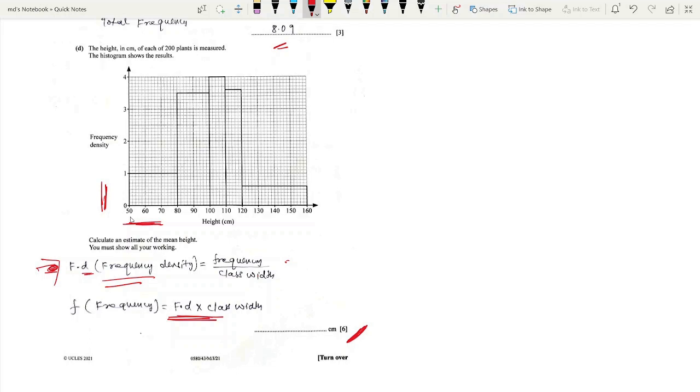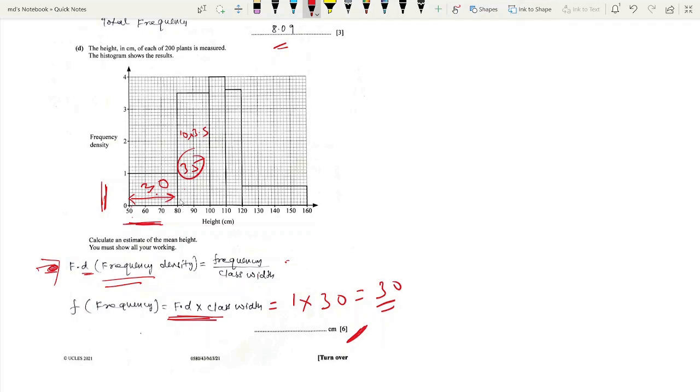Okay, so what would be the frequency of this box, when the class is 50 to 80? So area, or frequency density times class width. If I show this one, frequency density is 1, okay, times class width. Class width is 30, right? 80 minus 50, that is 30. So here in this box 30 plants will come. Similarly 80 to 90, gap is 10 times this height we have to measure, which is 3.5, which is 35, right?